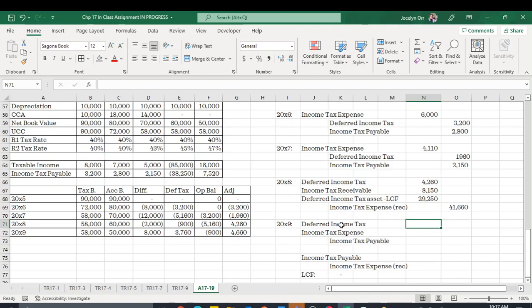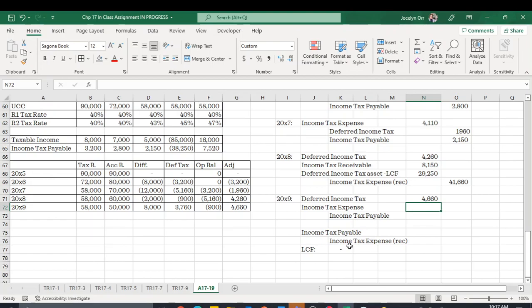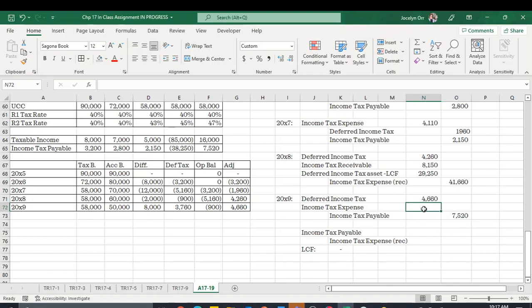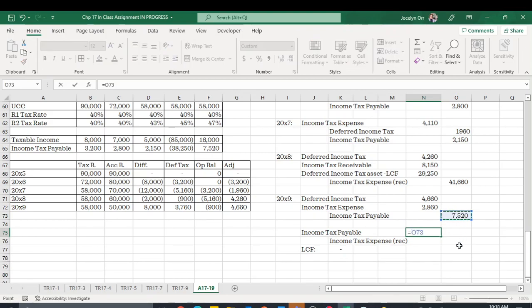20x9, we still have a deferred income tax debit, $4,660. So we want to include that. We're still going to have income tax payable, $7,520 based off of our 47% tax rate, giving me income tax expense of $2,860. My income tax payable that I'm going to be able to recover because of that carry forward, the $7,520. Okay.